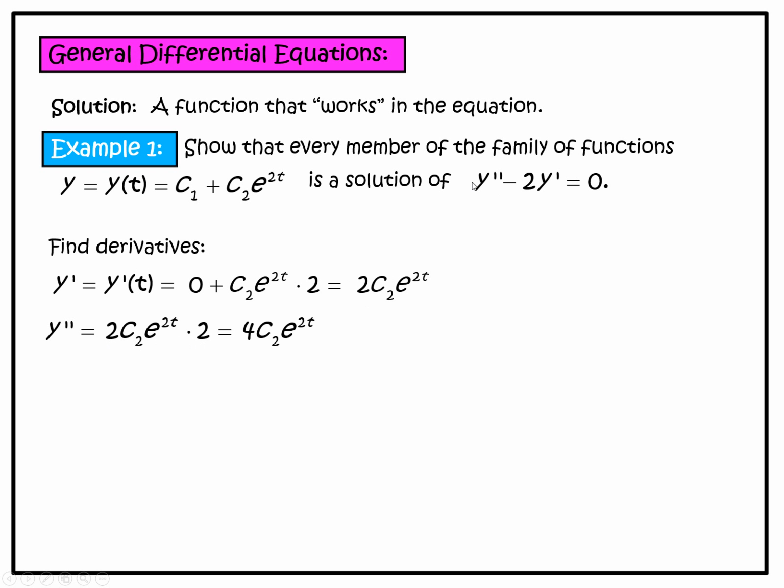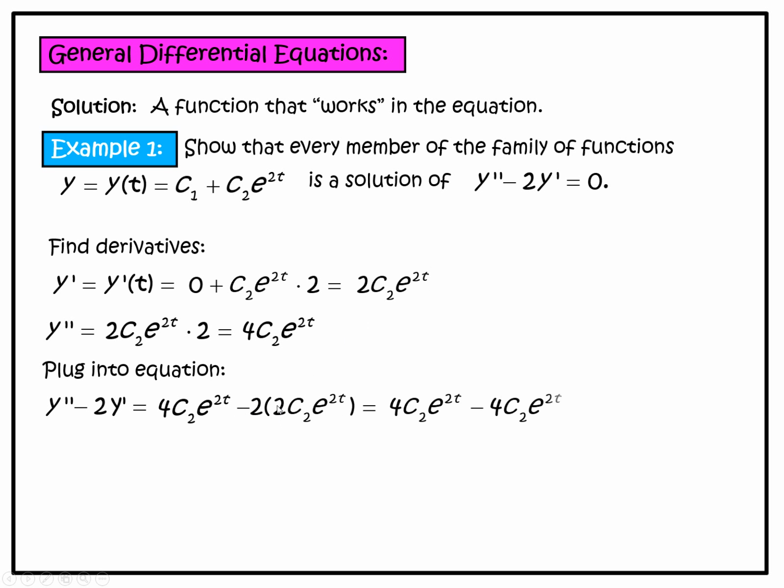So now I want to plug y double prime in here and y prime in here. So plugging into that equation, your y double prime minus 2y prime is going to be y double prime right here. Plug that in. Minus 2, and then here's your y prime. So I brought that down and plugged it in. But then this is going to be 4c2, and then negative 2 times 2, negative 4c2. So these guys are just going to cancel out, and we get 0.